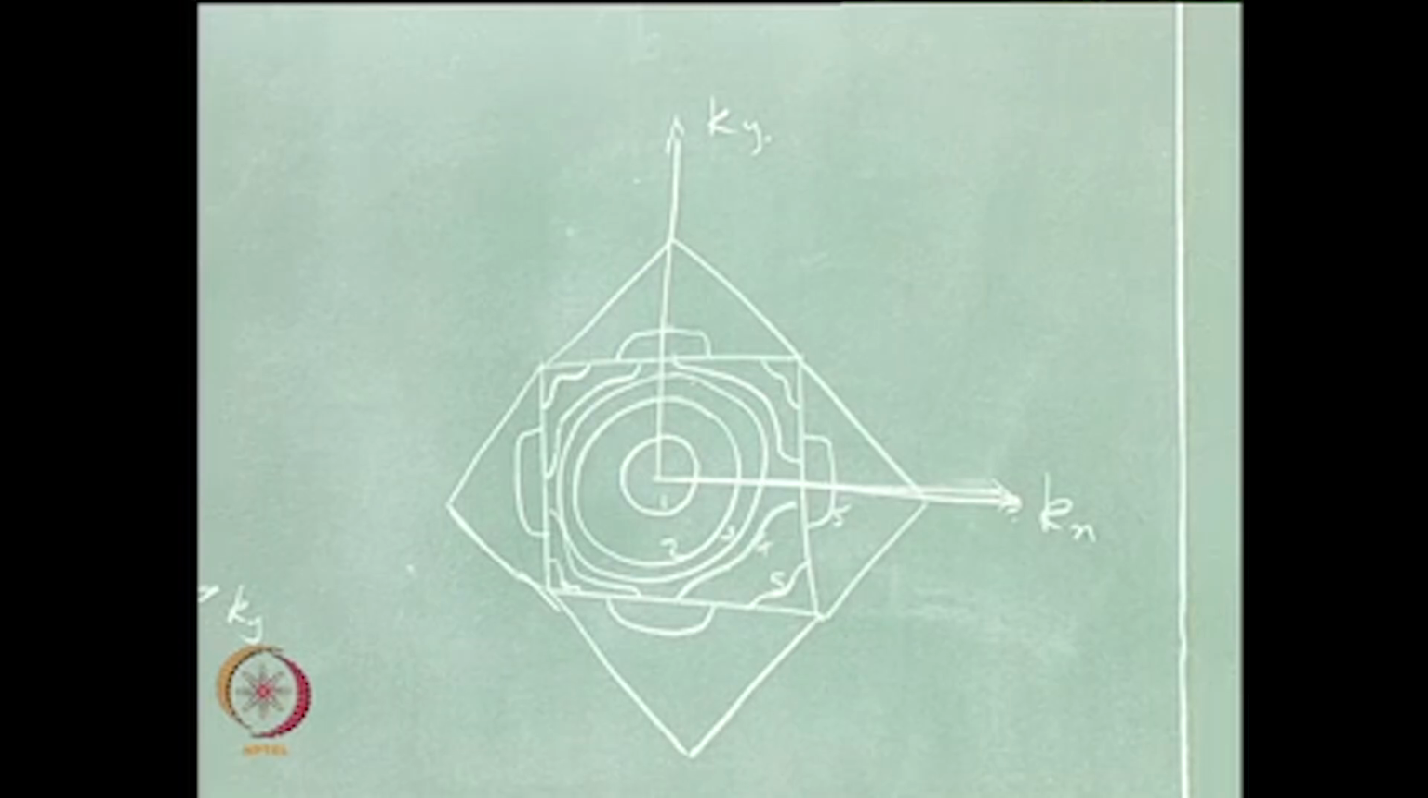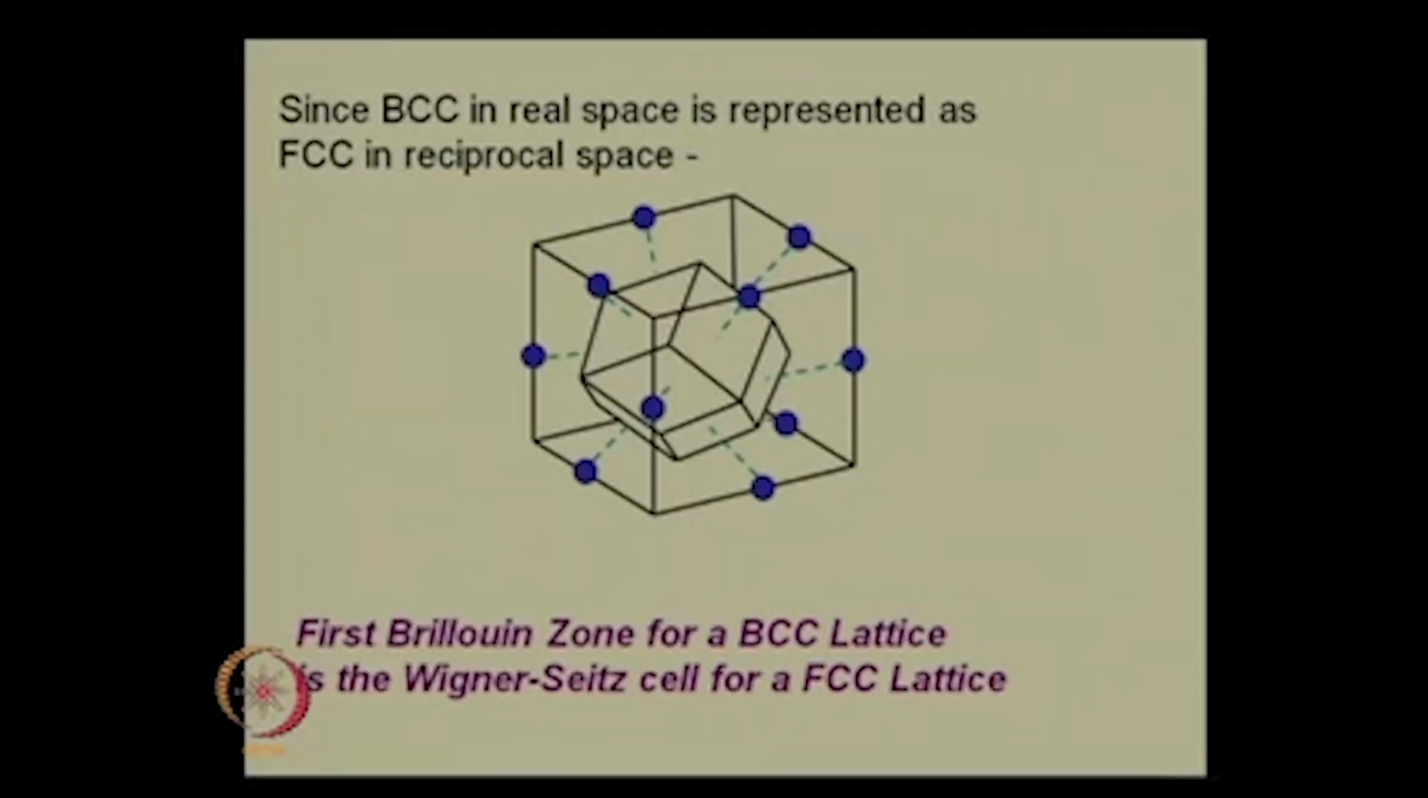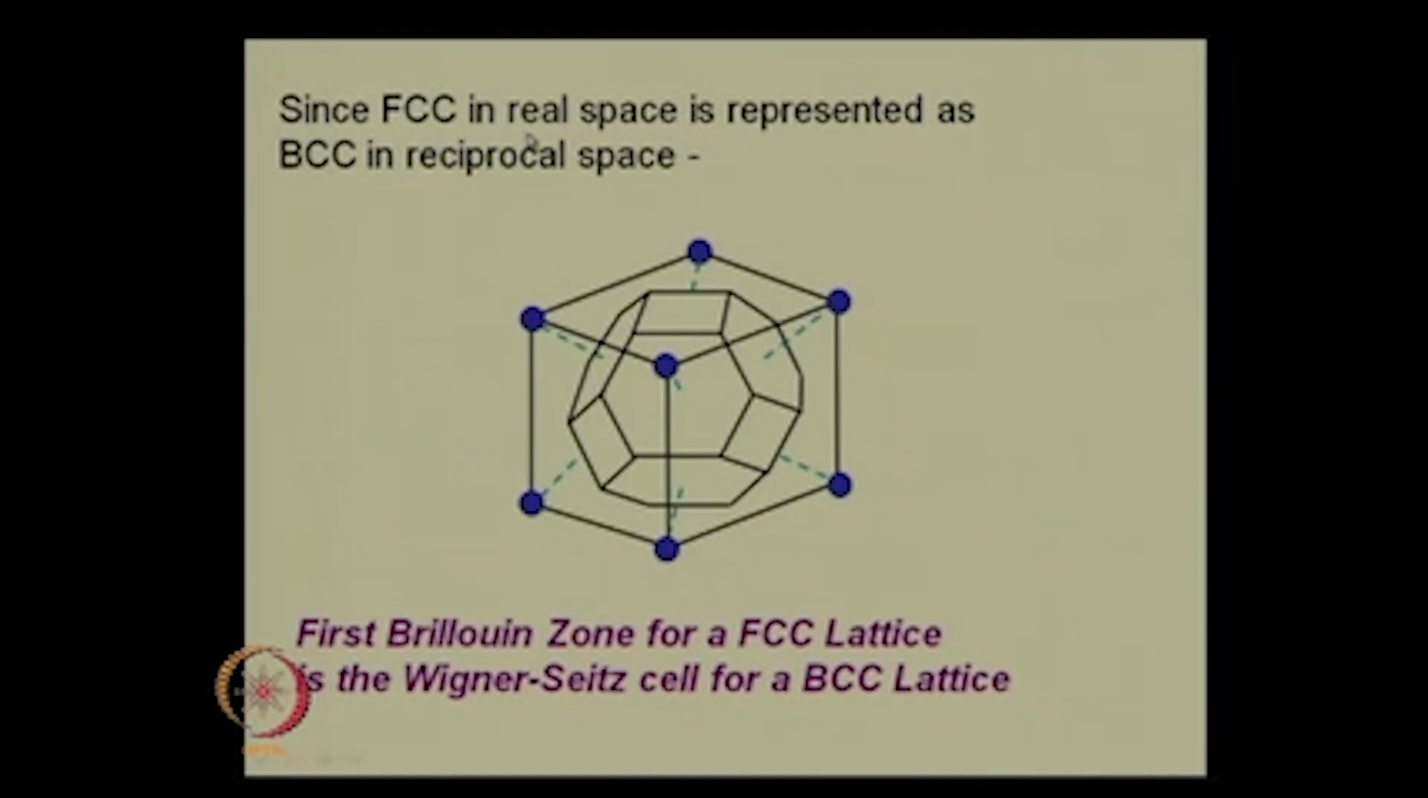So we saw that we have to first look at the Brillouin zones themselves, and we saw already that a material that is BCC in real space is represented as FCC in reciprocal space, and this is then the Brillouin zone, okay. So this is the first Brillouin zone of the BCC structure in real space, which is represented as FCC in the reciprocal space. Similarly, something that is FCC in real space is represented as BCC in reciprocal space, and this therefore ends up being the Brillouin zone corresponding to that structure.